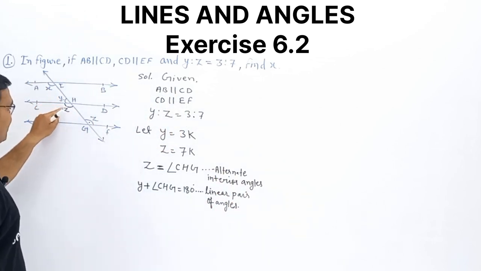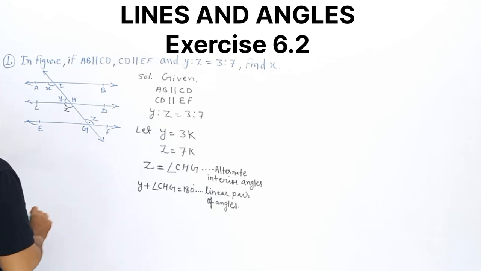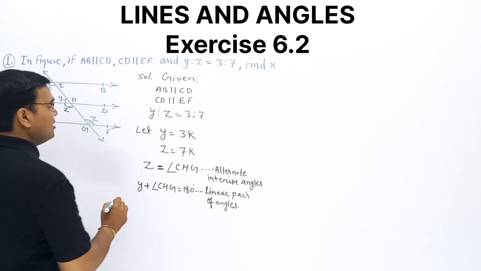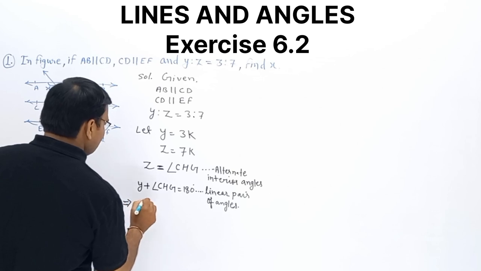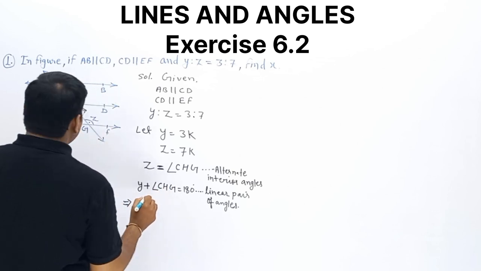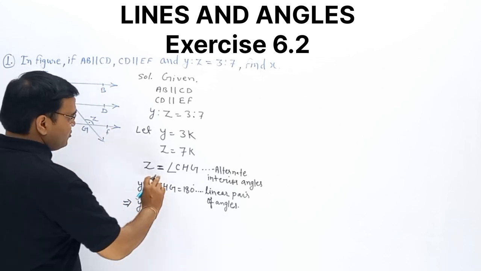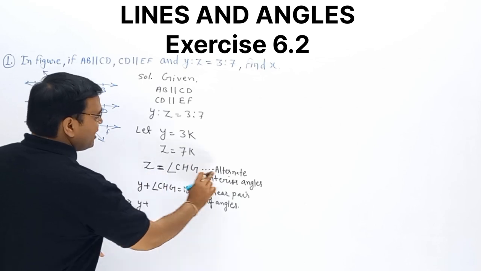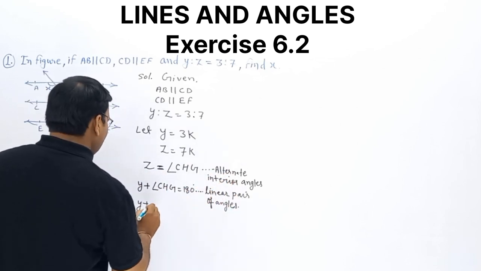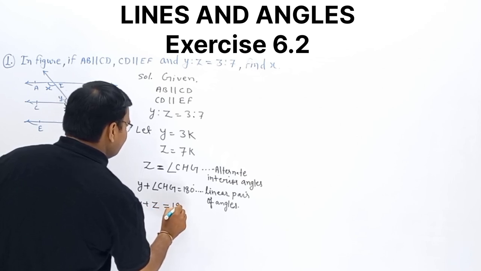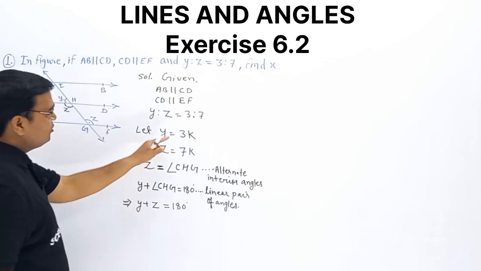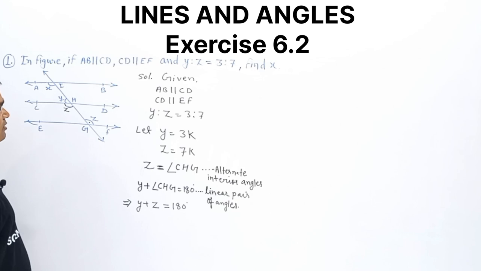So the sum of both angles will be what? 180 degrees. So this can be written as what? We know y plus this angle will be angle CHG. We studied this angle equals z. Why? Because of alternate interior angles. So this can be written as y plus z equals what? 180 degrees.